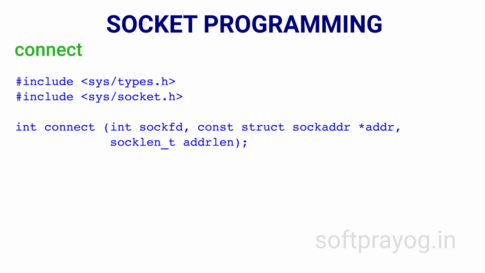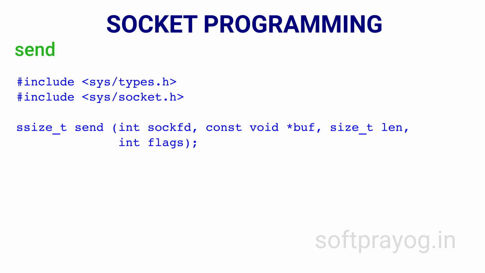The connect system call is used by a client to connect to a server. The connect call connects a socket identified by SOCKFD to the address specified by the second parameter, the ADDR pointer. The third parameter, ADDRLen, gives the length of the socket address pointed to by ADDR. The send system call is used to transmit a message on a connected socket, identified by the first parameter, SOCKFD. The second parameter, buff, points to the message, and the third parameter, len, is the length of the message. The last parameter is for flags.